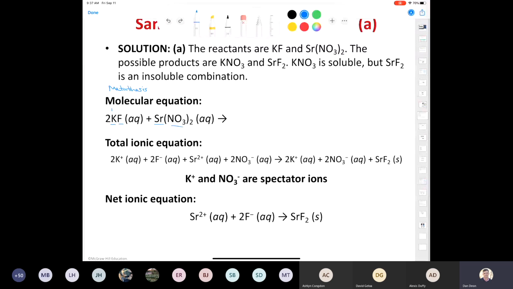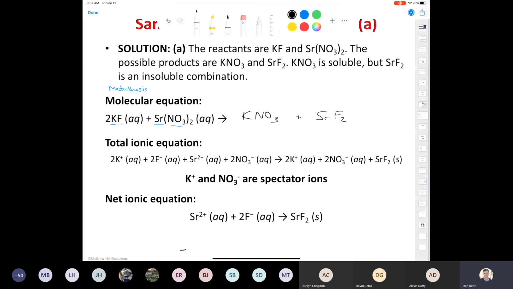So let's write that down. We're going to have potassium nitrate, okay? I'll avoid the solubility for now. And we're also going to end up with strontium fluoride. Now, strontium has a charge of 2 plus, and fluorine has a charge of 1 minus, so it's going to be SrF2. Okay, we need to balance this bad boy out.